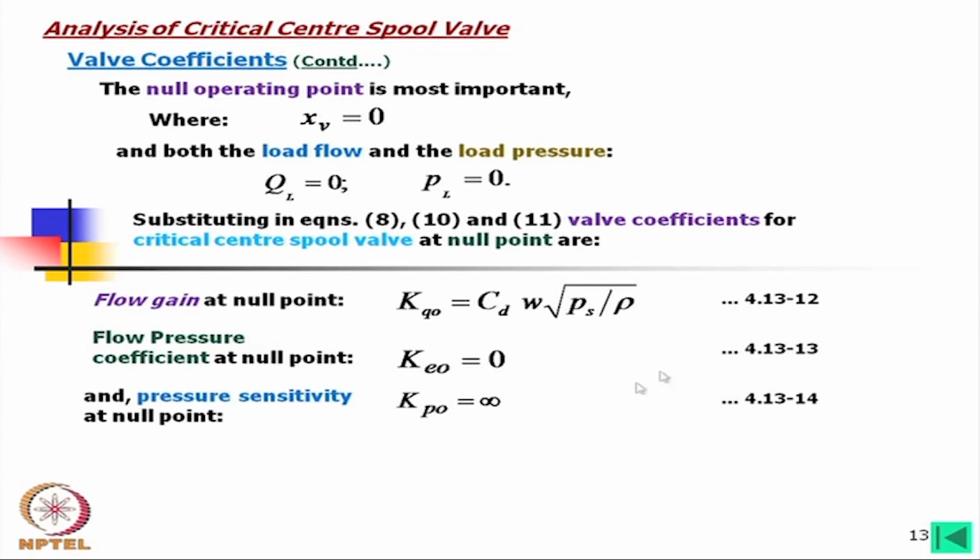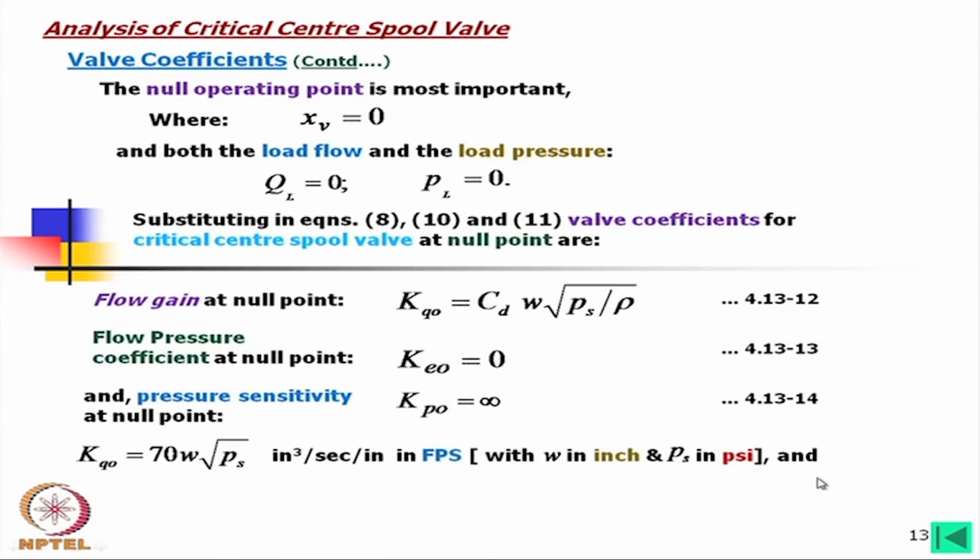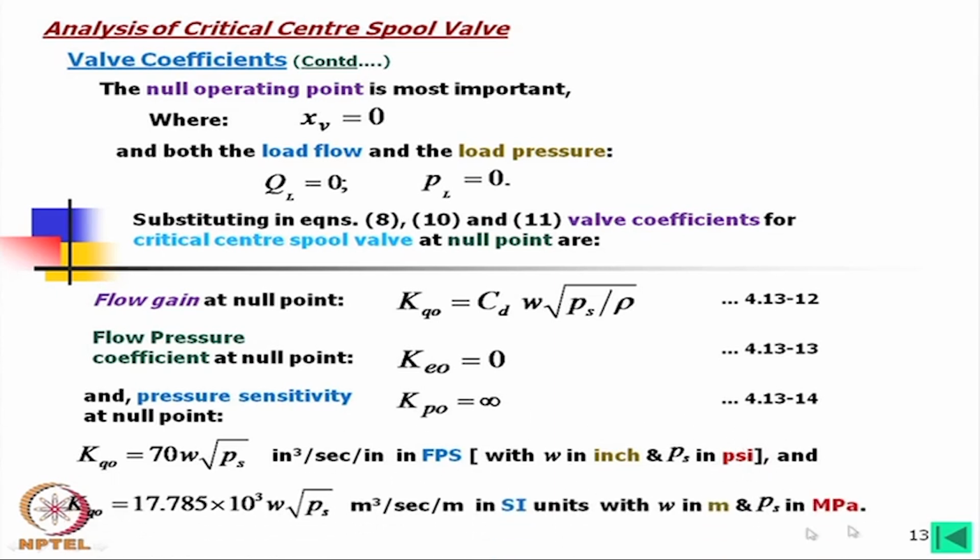So, these will be the coefficients for an ideal critical center spool valve at null point, but there will be a difference because there will be leakage even if it is a critical center valve, we are coming to that. But anyway, from the earlier equations, in the FPS system we can write this equation in terms of W into root Ps. Look into these dimensions, and in SI units we can write this. Fluid power practice engineers remember these values.